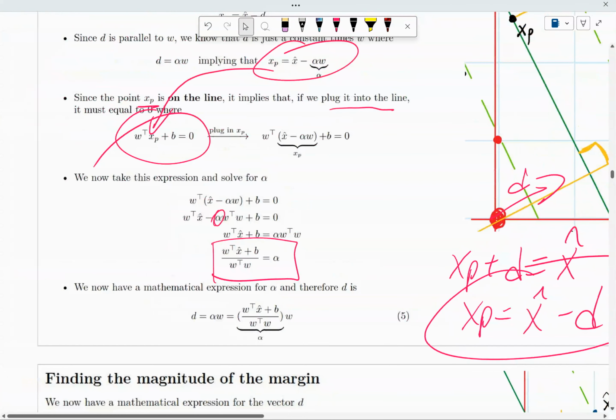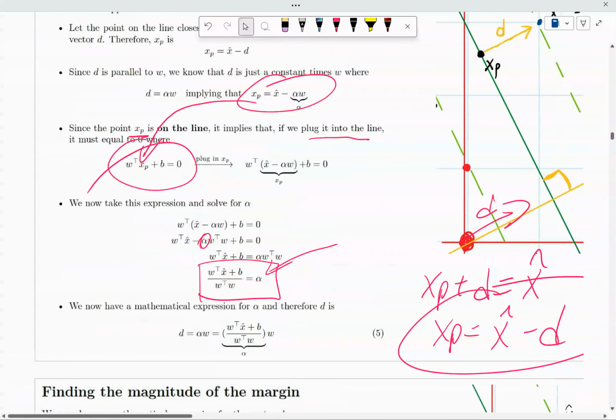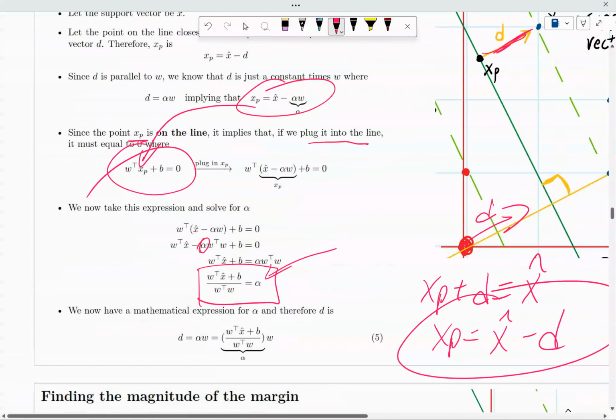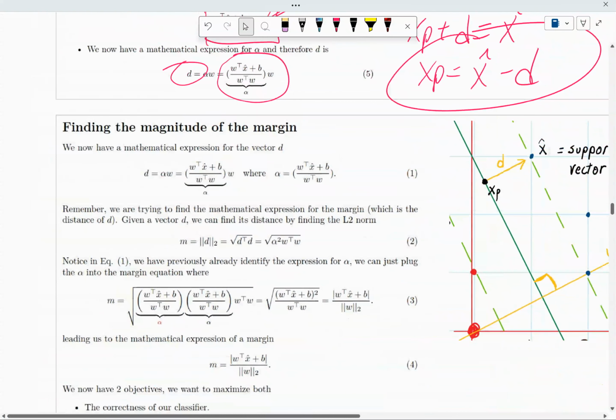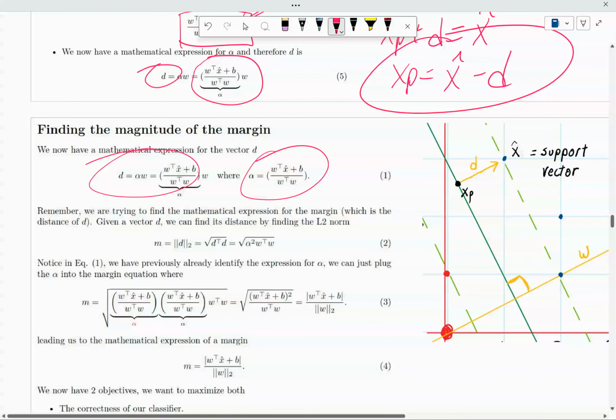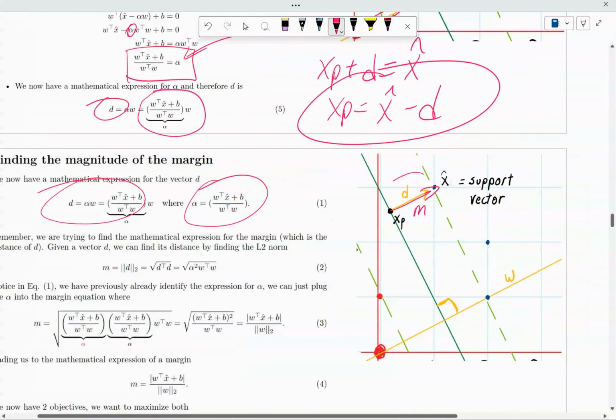Now remember, why do we want alpha? It's because we are trying to mathematically represent this margin. This margin d is represented by alpha and w. If we know w, then knowing alpha essentially tells us this vector d. So d is equal to alpha times w, and we know alpha now, so we have an expression for d. Once we know this vector, how do we know its length?